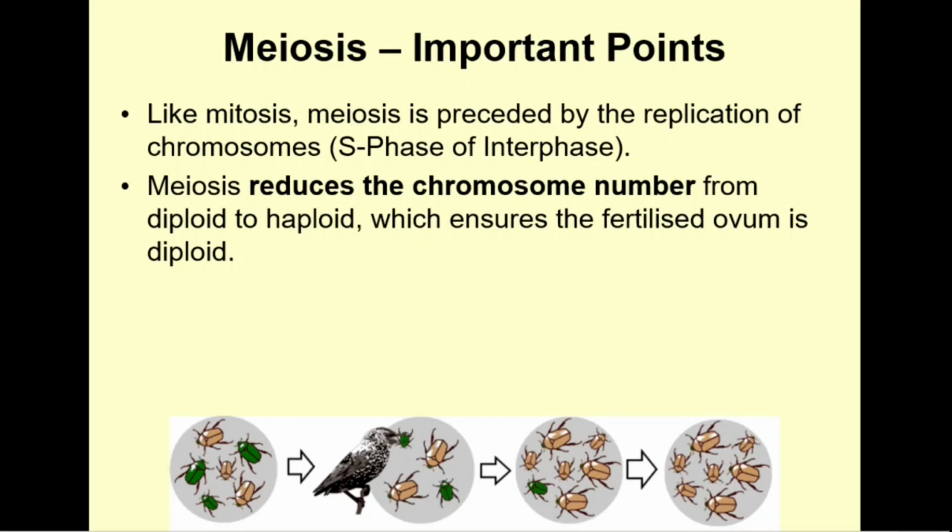So what we do when we produce our gametes, so when we produce our eggs and sperm, is that we reduce the number of chromosomes by half, so that each sperm will have 23 chromosomes, each ovum will have 23 chromosomes. So when fertilization occurs, we end up with a fertilized ovum with 46 chromosomes. So that's the first really important point about meiosis. It reduces the number of chromosomes from diploid, meaning 2 sets, to haploid, which is just 1 set of chromosomes.